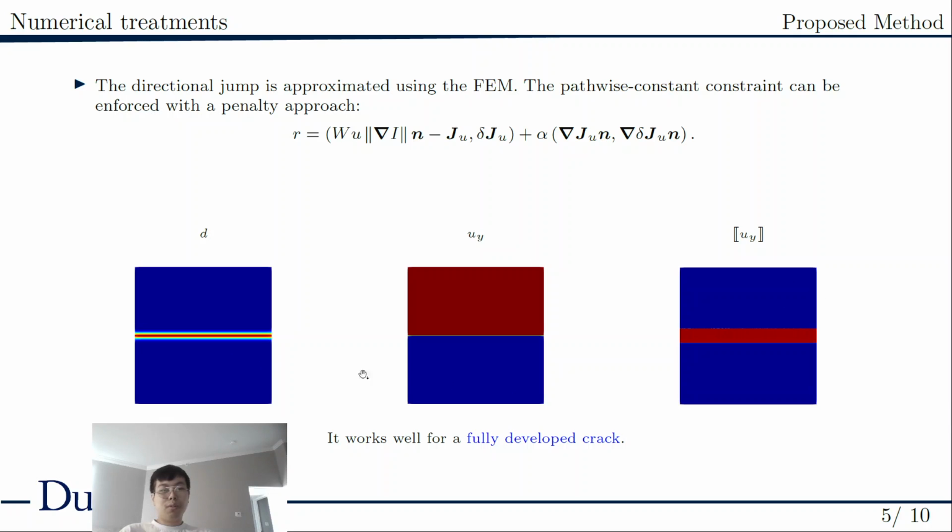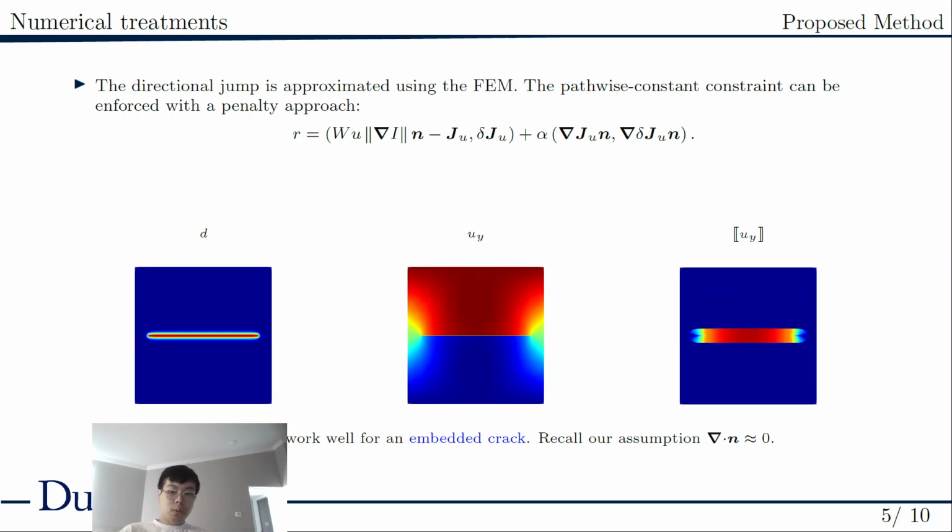So here I'm showing you how the result may look. Suppose we have a phase field on the left, and then we have a field variable u sub y in the middle. Then the resulting jump in u sub y looks like this. As you can see, it is constant across the entire phase field band, and the value is equal to the jump in the field variable you supply. So it works well for a fully developed crack. It is the simplest scenario, but it doesn't work so well when a crack is embedded. It is not fully developed.